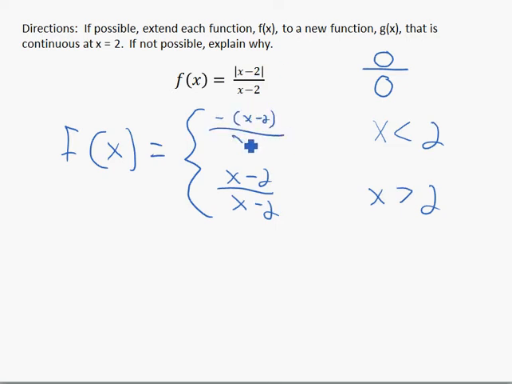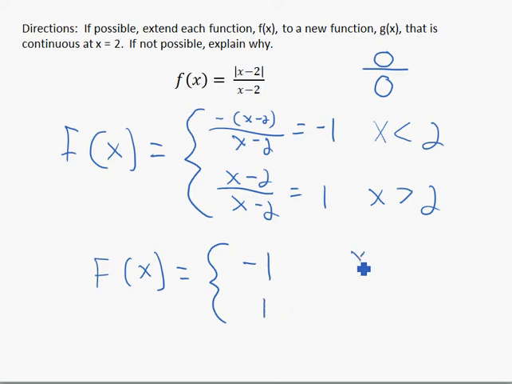So you're going to get this if x is less than 2. And we looked at this before, but this equals negative 1, and this equals 1. So f of x really equals this function. F of x, no matter what value you plug into f of x, you're either going to get negative 1 or 1. If you plug a value in less than 2, you get negative 1. If you plug in a value greater than 2, you get positive 1. But at 2, it's not defined because you get 0 over 0.